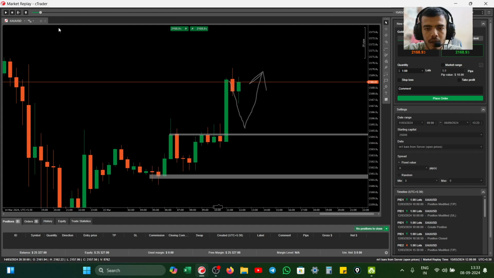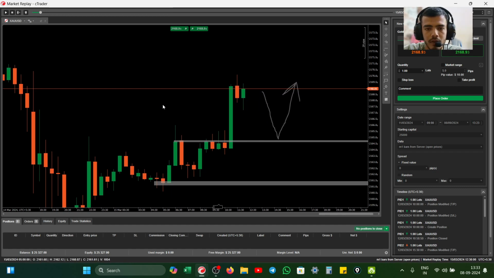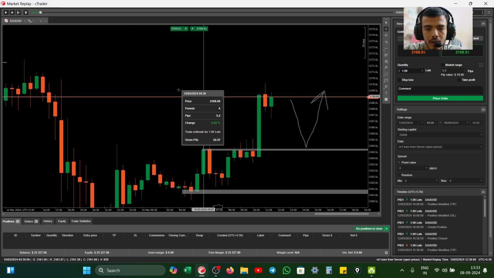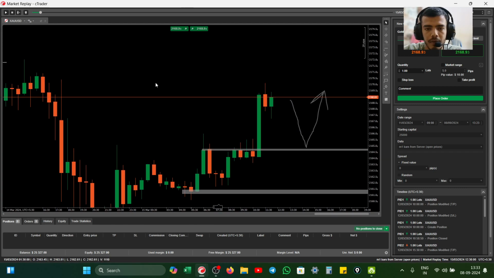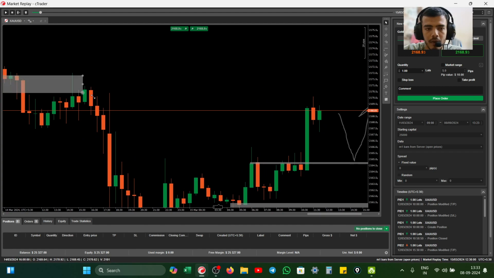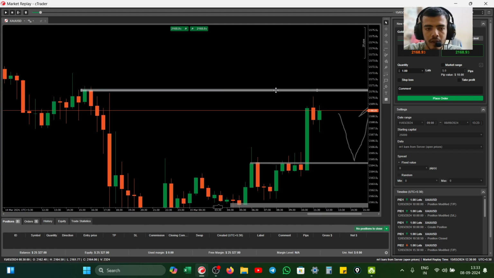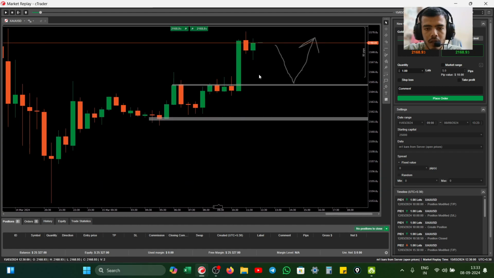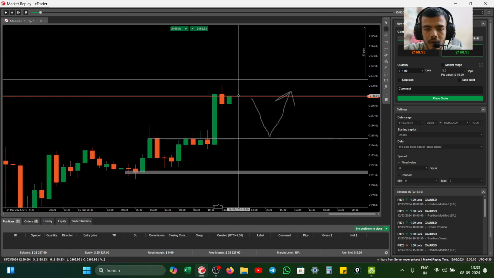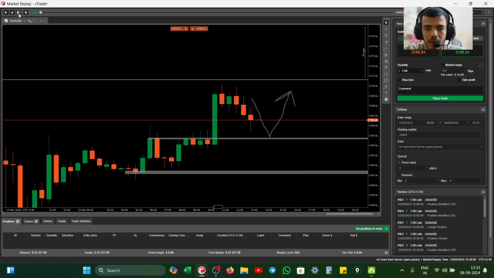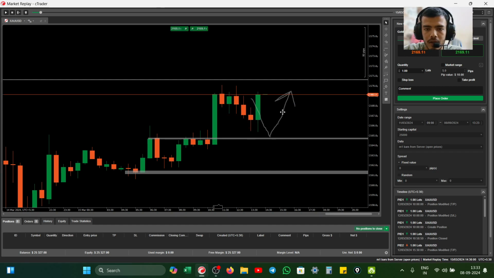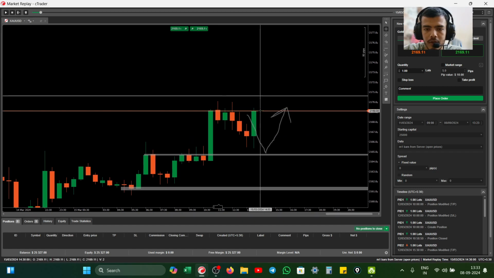Retest happening. Okay, this candle closes bullish, but there's a range of like 17 pips. We can't take the buy because the range is small. At least we need a range of like 25 pips to take a trade. So we have to wait for a better retest to happen. Okay, retest happened, a good strong confirmation candle happened.